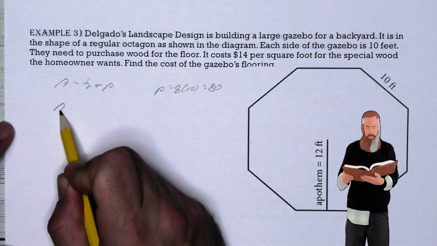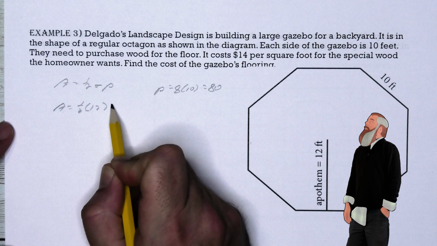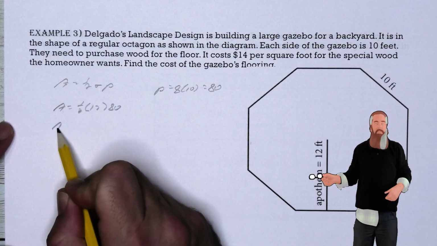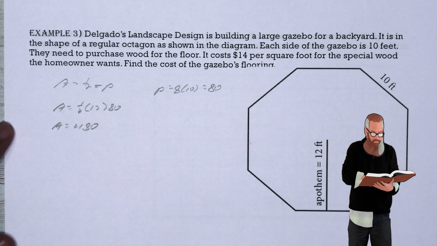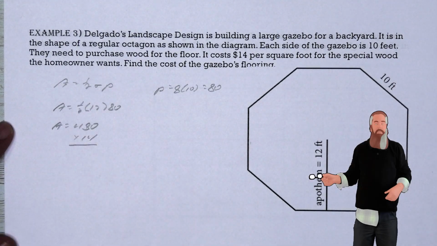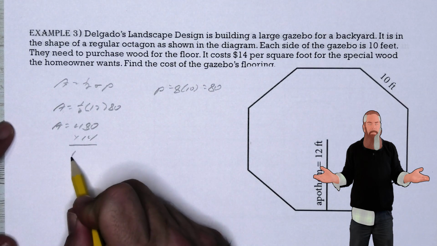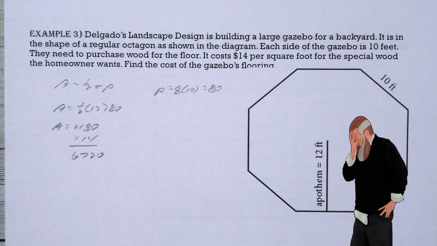So the area that we get for this whole thing is 1/2 times 12 times 80. This means we have an area of 480 square feet. If we multiply this by the cost of that special wood, which is $14 per square foot, we get $6,720, not accounting for waste.